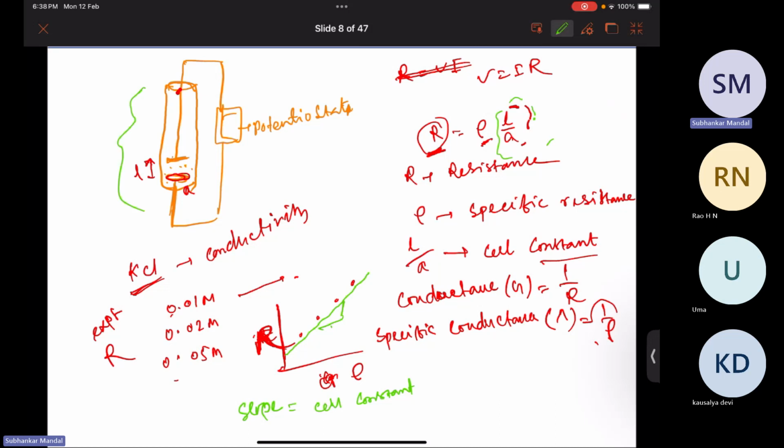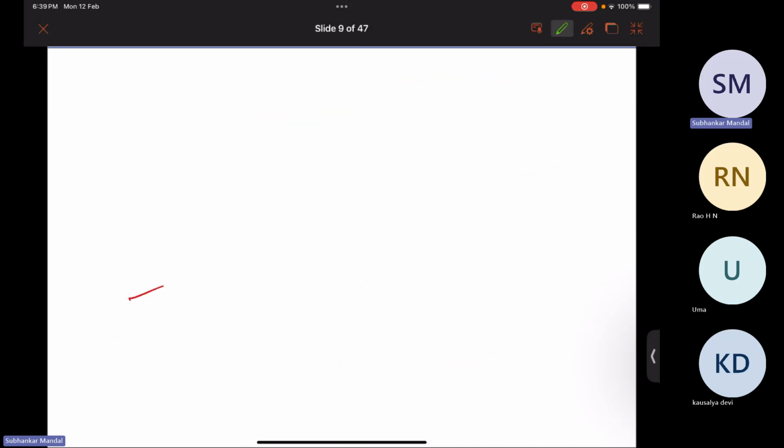Now you put in your unknown solution, suppose you make a KNO3 solution at 1 molar, and you measure the resistance value. In the unknown solution you know the R value, and you know L by A, the cell constant, from the earlier calibration, so you get the rho value. From rho you get the specific conductance. This way you can measure the conductivity of an unknown electrolyte. Okay, that is what I wanted to cover here.